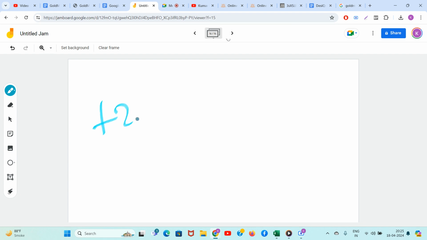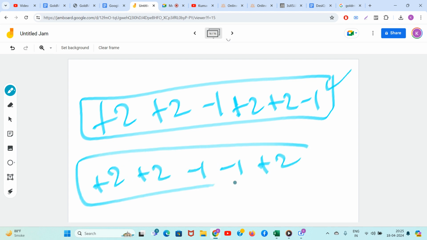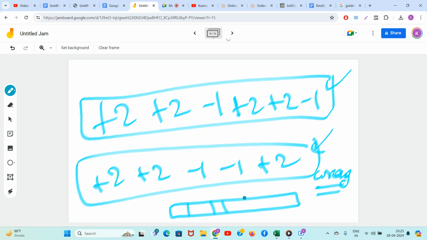See, if your moves are like this, na, this is a valid set of moves. But this is wrong. Can anyone tell me why this is wrong? Shimachalan, can you tell me why this is wrong? If you make an array like this, everyone tell me why the second set of moves is wrong.